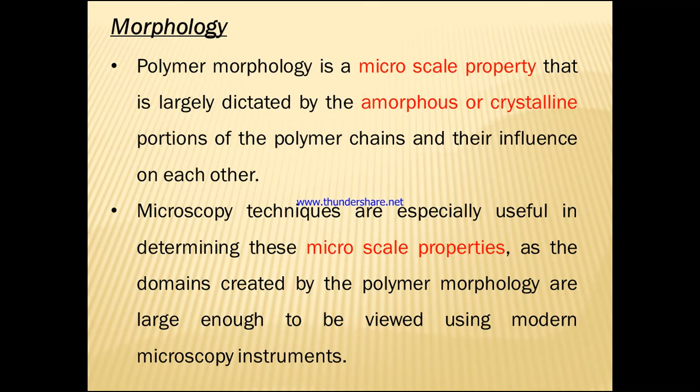When we go for the characterization of the morphology, it is a micro scale property that is largely dictated by the amorphous or crystalline portion of the polymer chain and their influence on each other. So when we study morphology, we see the property with respect to the amorphous or crystalline portions, or, taking the example of an alloy, the distribution of one metal with respect to another. In an alloy, the metals may be distributed equally in all the spaces, or the metals may be soluble in the material. All these are studied by using morphology.